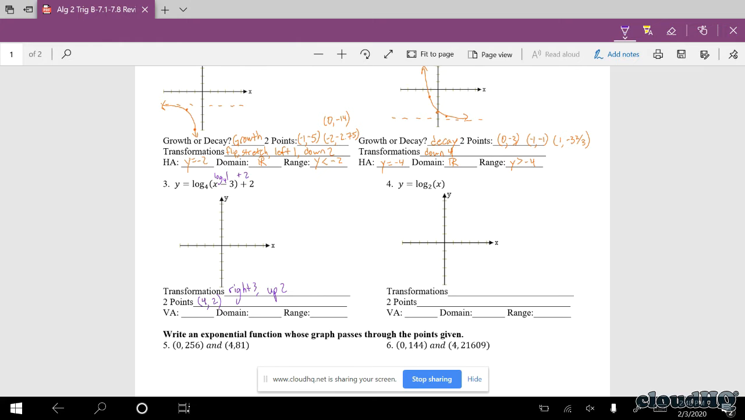We could try 7. 7 gives us a nice number. It just ends up off the graph. If you plug in 7, 7 minus 3 is 4, so we get log base 4 of 4. Log base 4 of 4 is 1, 1 plus 2 is 3. So 7, 3 is nice, but it doesn't fit on the graph.